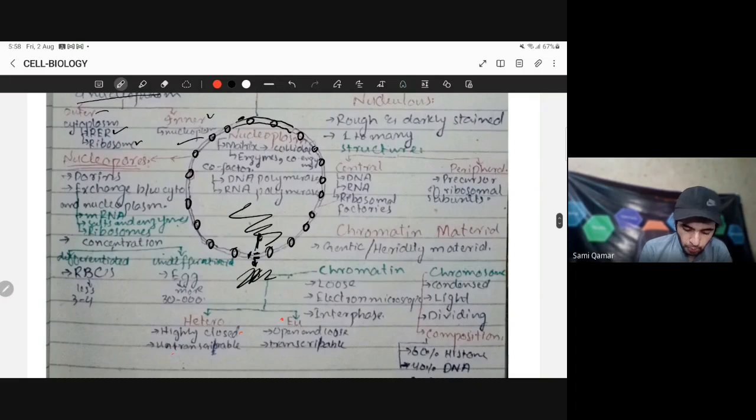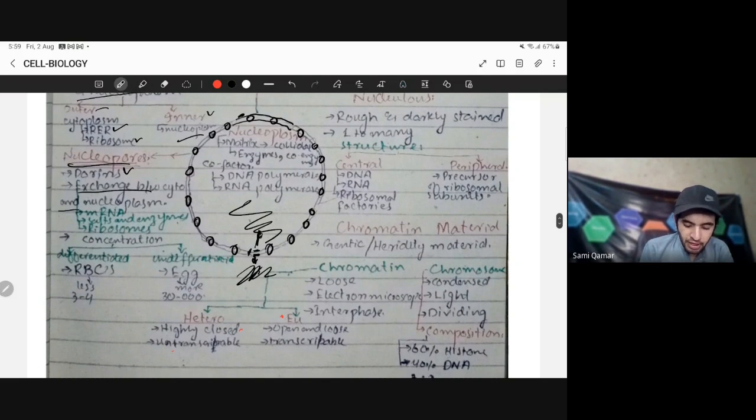Then there are the nucleopores. These pores are made of a protein known as porins. Exchange between cytoplasm and nucleoplasm occurs via these pores. Messenger RNA made inside will be exported out through these pores. Salts and enzymes come from the cytoplasm into the nucleoplasm. Ribosomes are assembled inside and move through the pores out to the cytoplasm. I hope you guys got it.